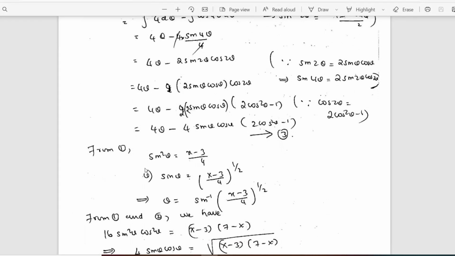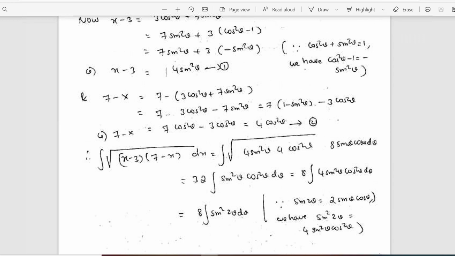From equation 1, I'm going to find what sin square theta is. x minus 3 is equal to 4 sin square theta, so I can get the value of sin square theta from equation 1. The sin square theta from equation 1 is x minus 3 divided by 4. And what is the value of cos square theta from equation 2? It is 7 minus x divided by 4.